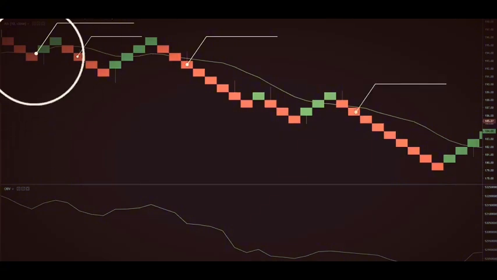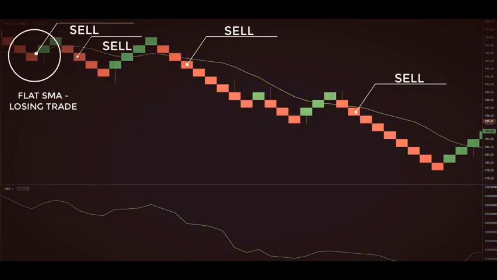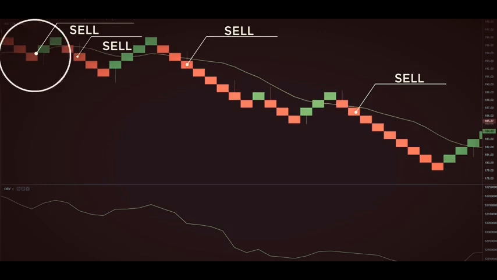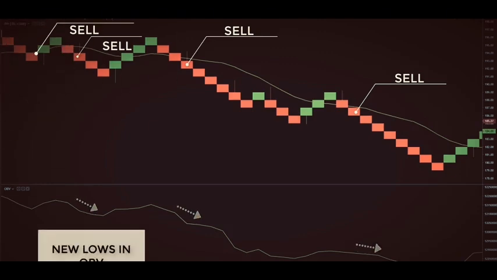The first one was a losing trade, but we could easily avoid it if we looked at the slope of the simple moving average, which was flat. The next 3 signals were successful as the price and the OBV went head to head and the price was making lower lows and lower highs.